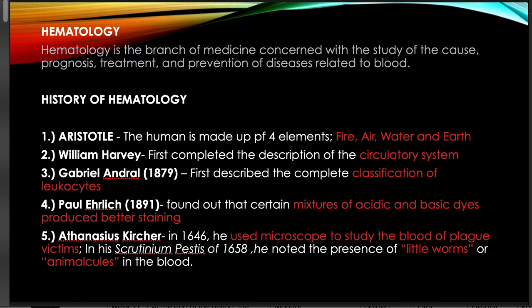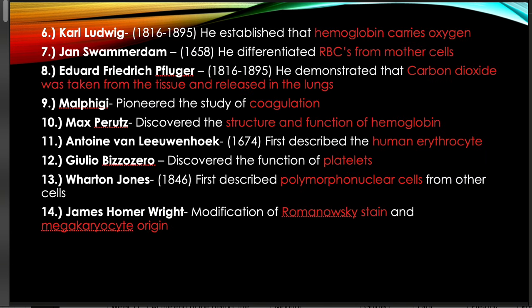Athanasius Kircher in 1646 used a microscope to study the blood of plague victims. In his Scrutinium Pestis of 1658, he noted the presence of little worms or animalcules in the blood. Carl Ludwig, 1816 to 1895, established that hemoglobin carries your oxygen. John Swammerdam, 1658, differentiated RBCs from the mother cells.